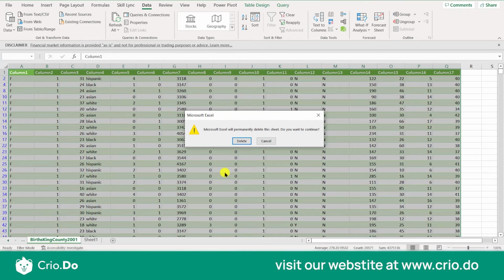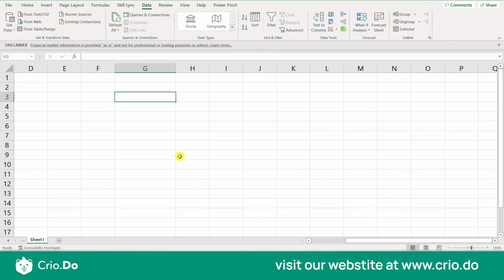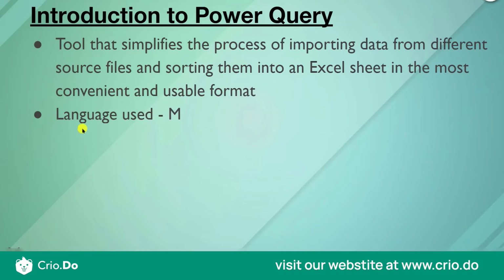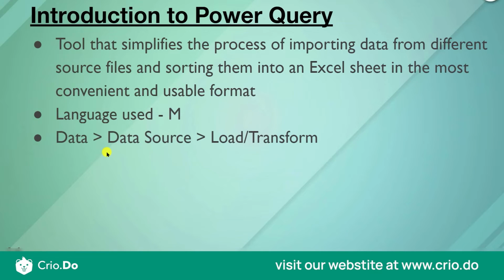So Power Query, what is Power Query? Let me go back to my slide. Power Query is a tool that simplifies the process of importing data from different source files and sorting them into an Excel sheet in the most convenient and usable format. Behind this logic, the language used in Power Query is M. How can we get there? From the same source data, you pick a particular source, and instead of load you can go for transform.